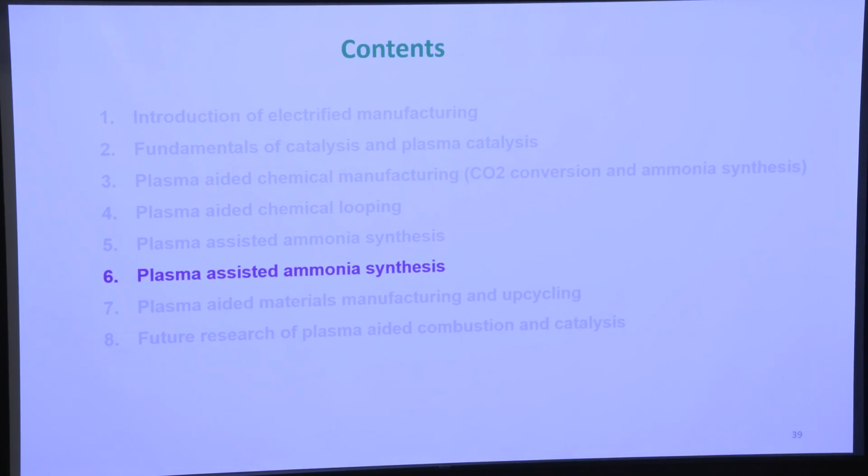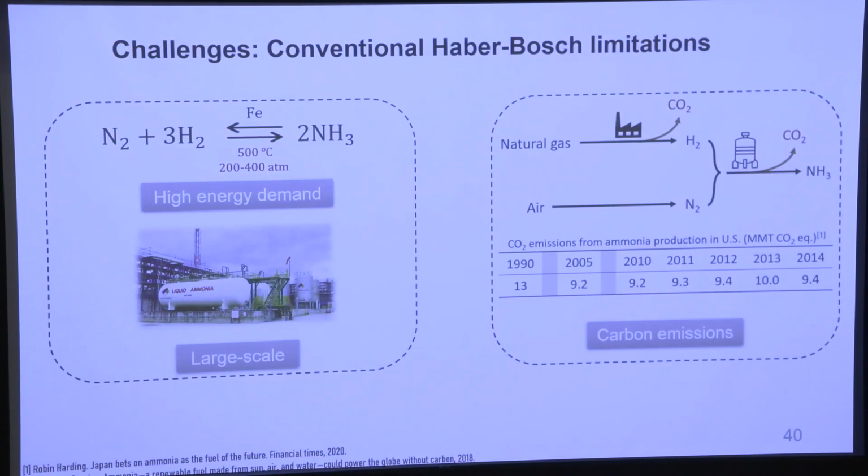Anyway, so that I try to change the gear to another thing, which is plasma-assisted ammonia synthesis. This is a big subject, particularly in Europe, and probably in China too, and the United States is picking up. Ammonia, everybody knows, is made by the Haber-Bosch process. They're using iron catalysts. They operate above 500 Celsius, typically at 200 to 400 atmospheric pressure.